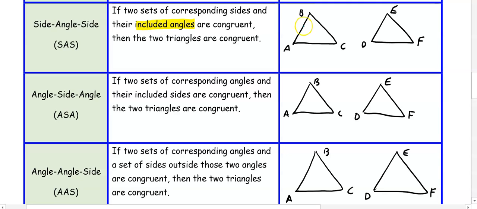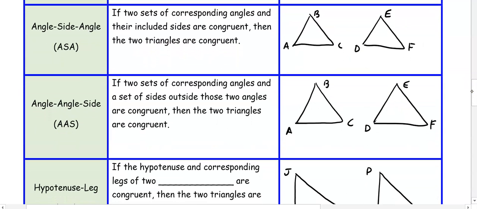If we mark 2 sides, AB is congruent to DE, and AC is congruent to DF. The included angle is going to be the angle that is formed by both sides. In this case, it's going to be angle A and angle D. So we would have triangle ABC is congruent to triangle DEF by side angle side.